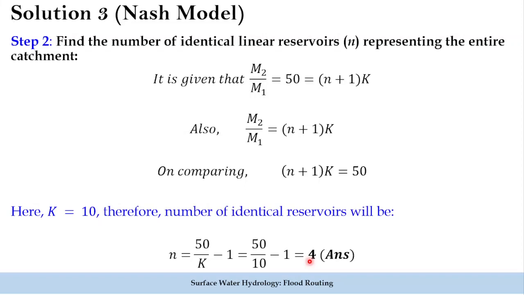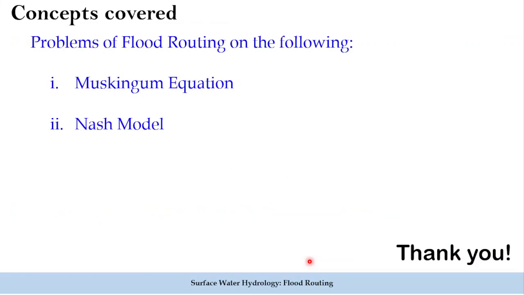I hope you were able to understand how we can use the moment around the origin concept to arrive at the number of identical linear reservoirs. So today in this series we actually solved and understood the nuance behind Muskingum equation and Nash model.